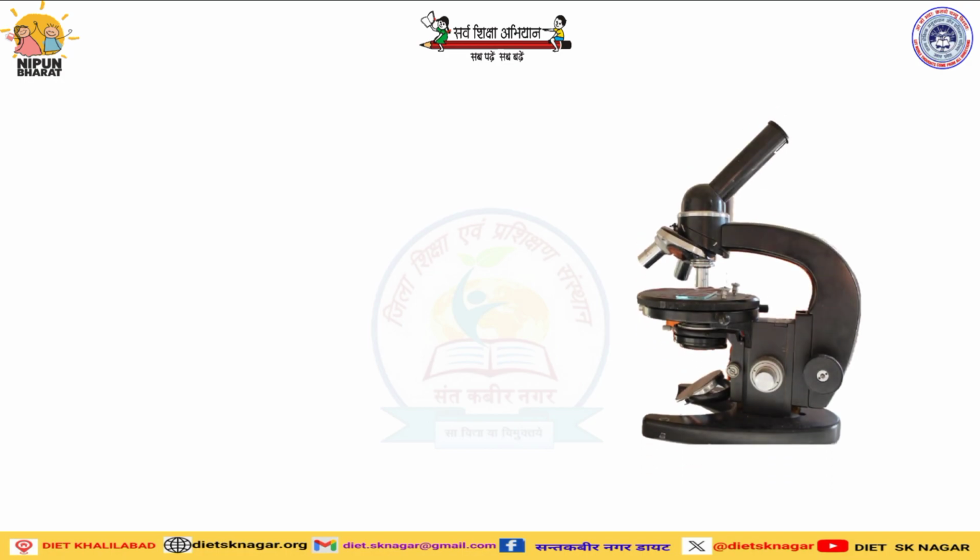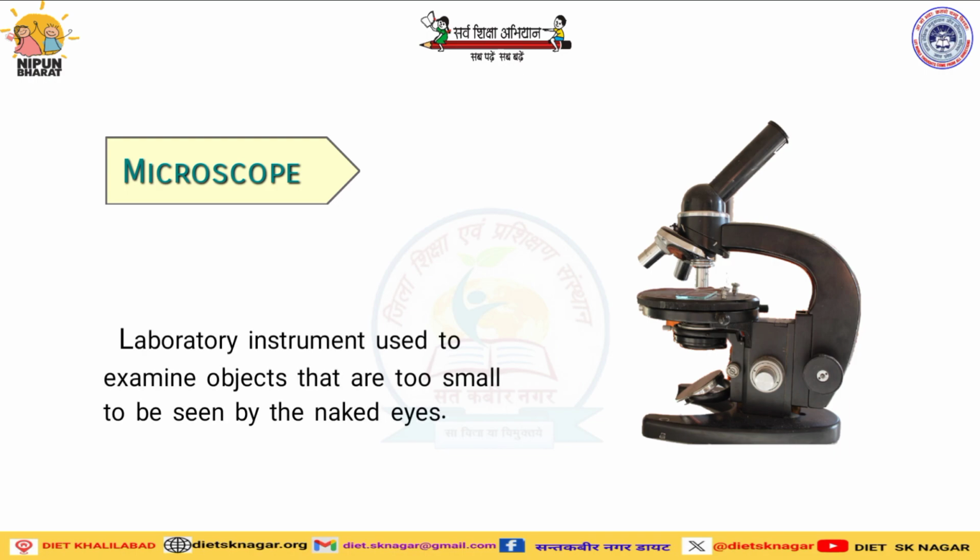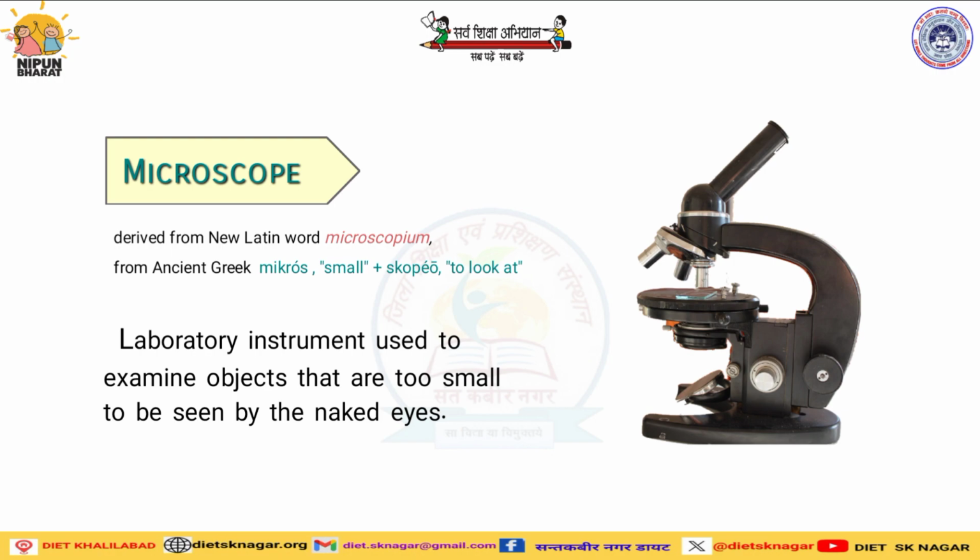Students, we can see them with the help of a device named microscope. You can see picture of microscope on the slide. It is a laboratory instrument used to examine objects that are too small to be seen by your naked eye. The word microscope is derived from a new Latin word, microscopium. And the word microscopium is a combination of two ancient Greek words. The first one is micros, means small, and the second one is scopio, means to look at.